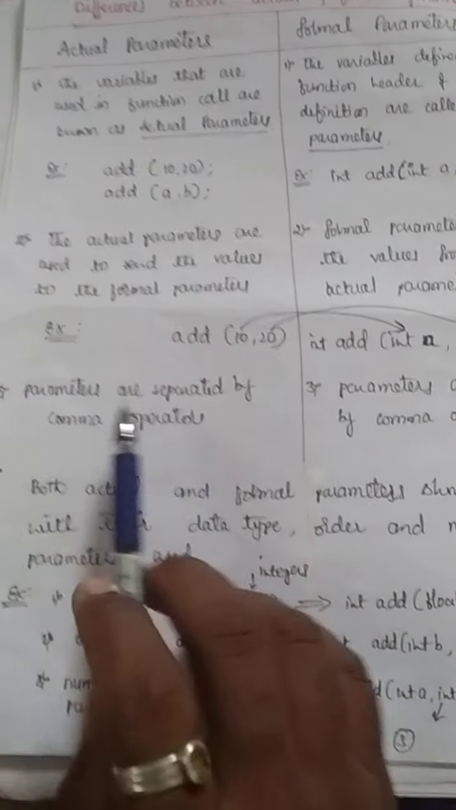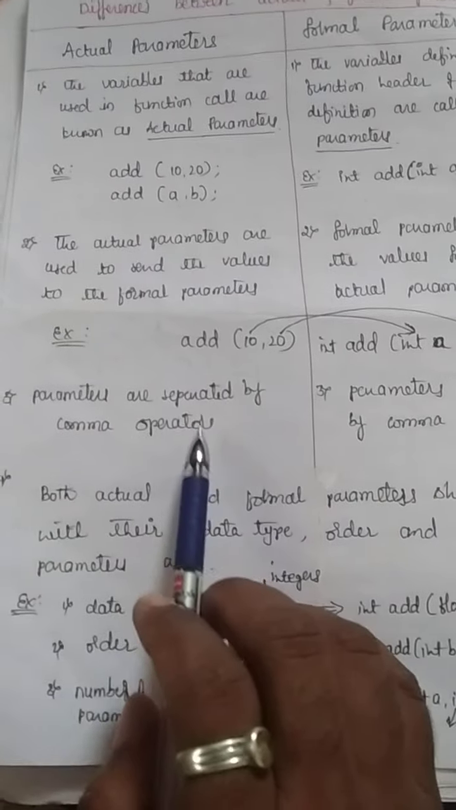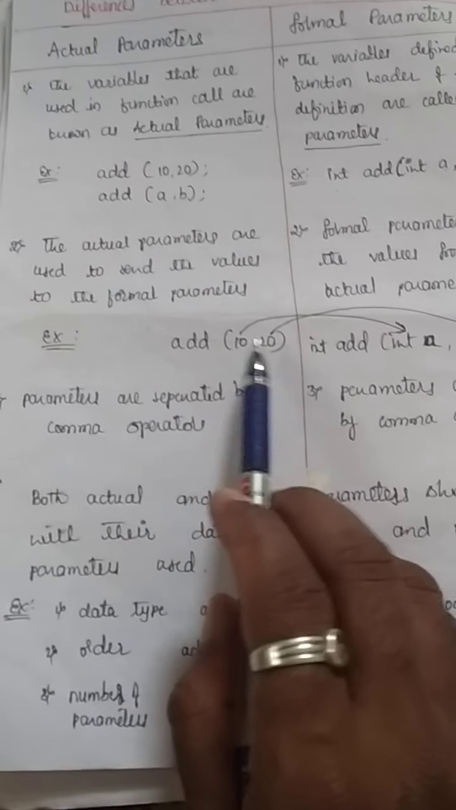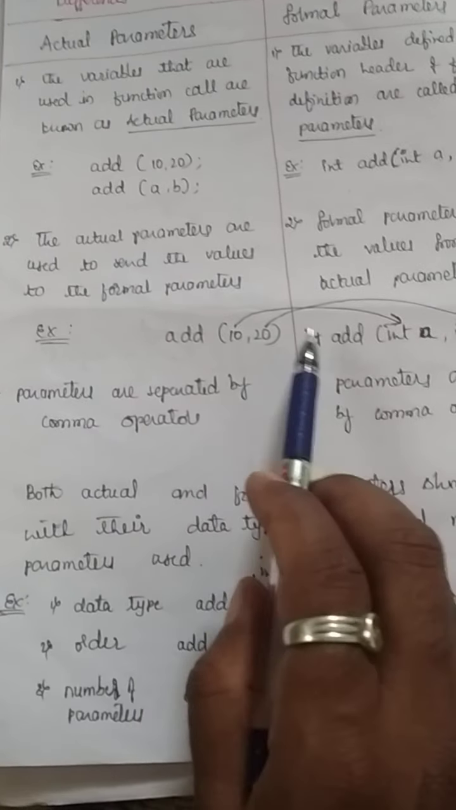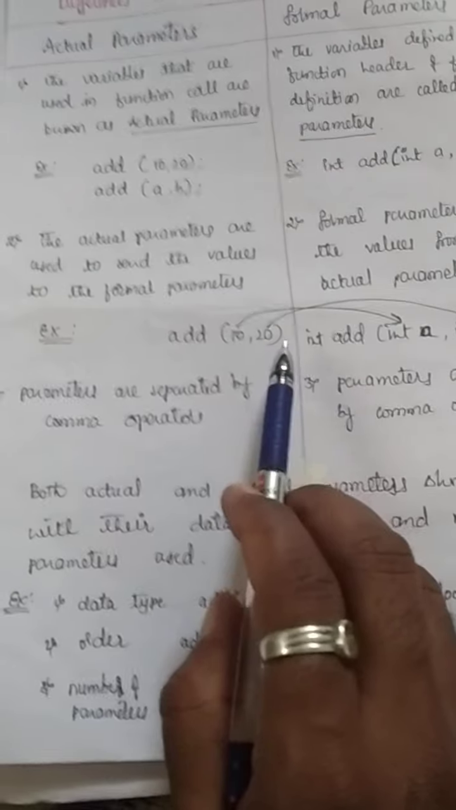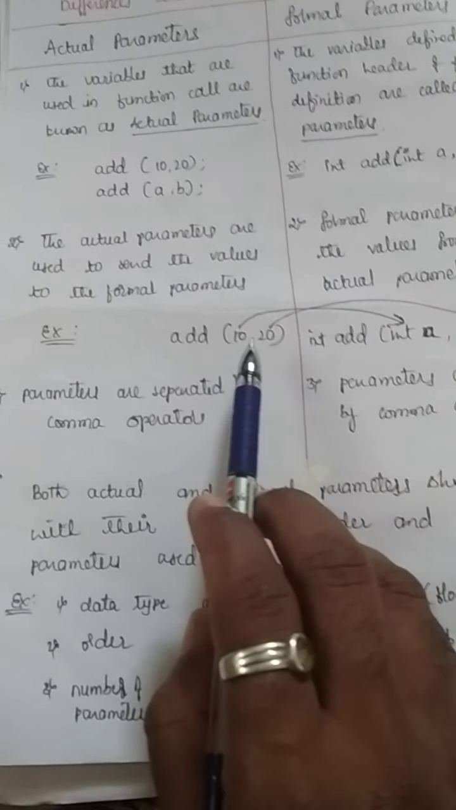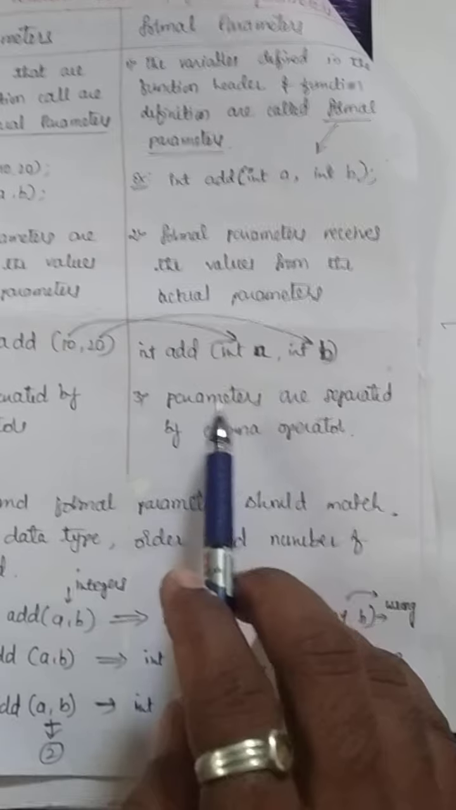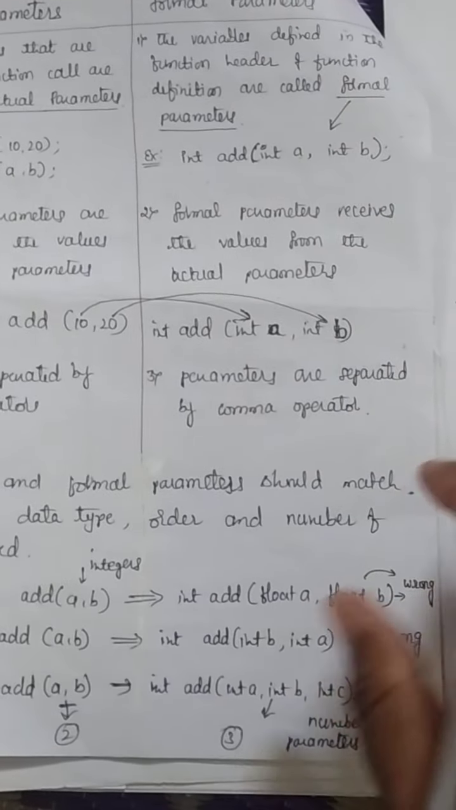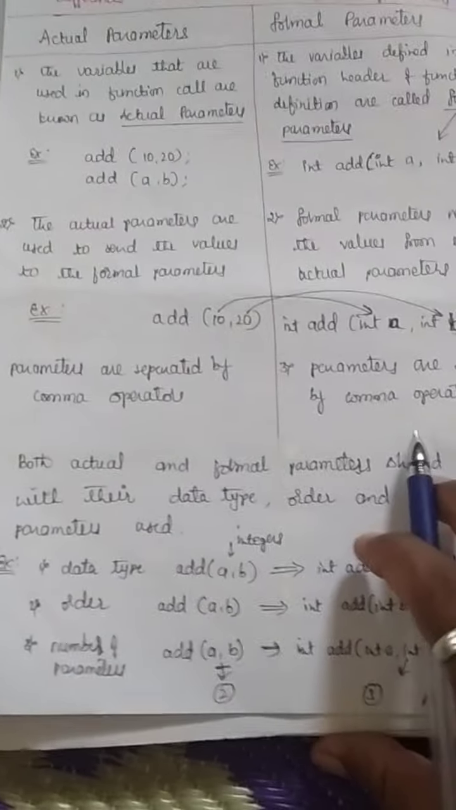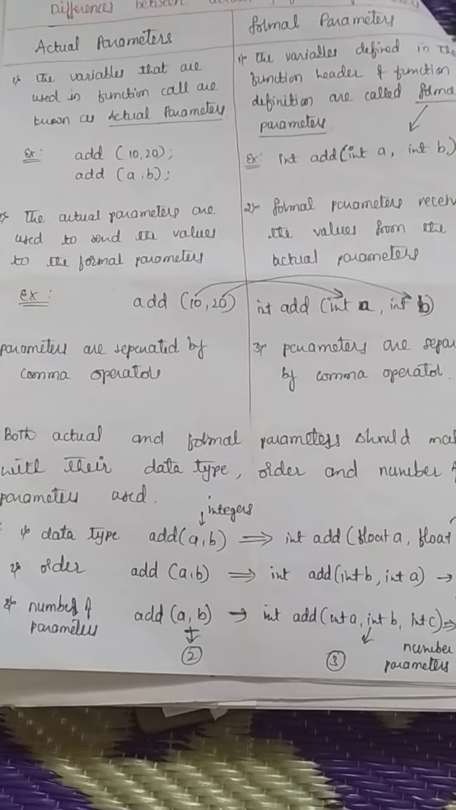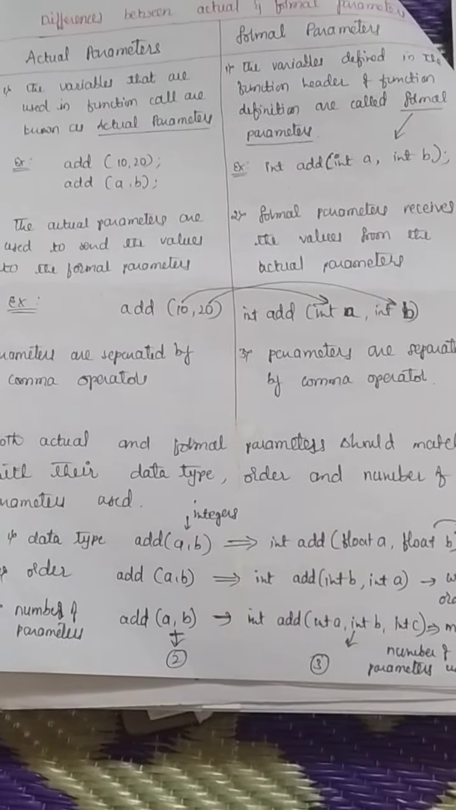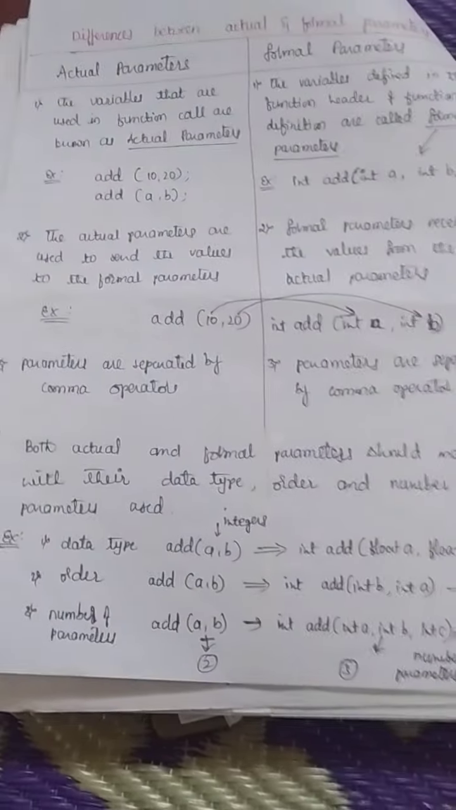Next, parameters are separated by comma operator. Here each parameter, actual parameters, if you are using 2, separate by comma. If you are using 3, 10 comma 20 comma 30. So like that you have to separate the parameters. Same thing here, parameters are going to be separated by comma operator. Then how these two are related: both actual and formal parameters should match in their type, which means data type, order and number of parameters used.